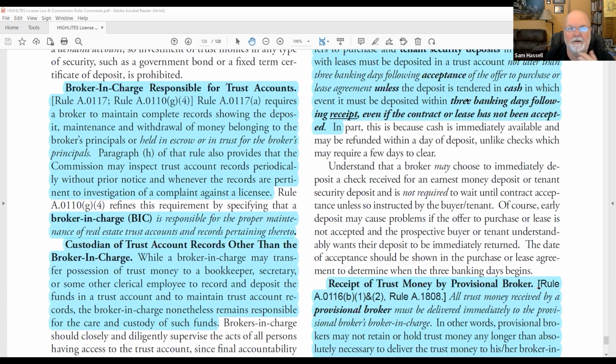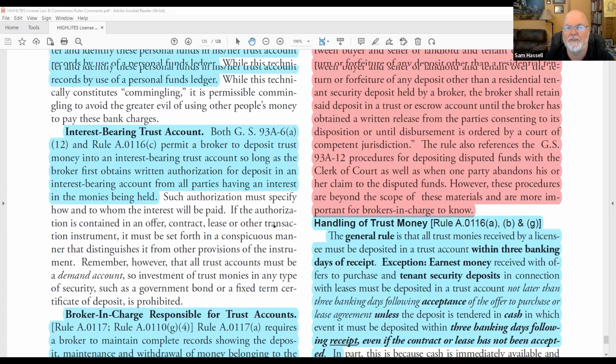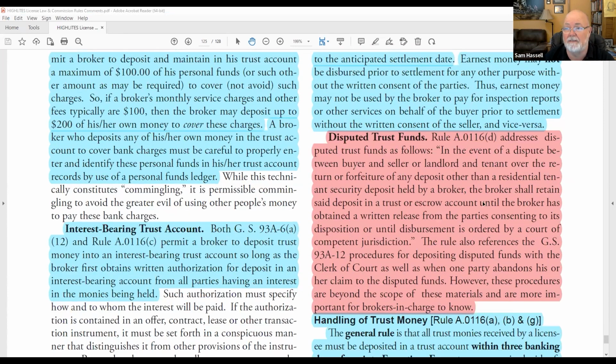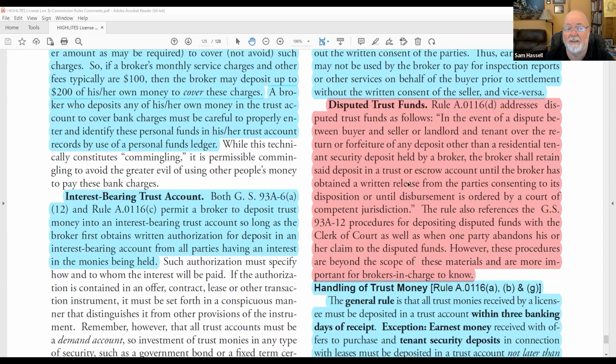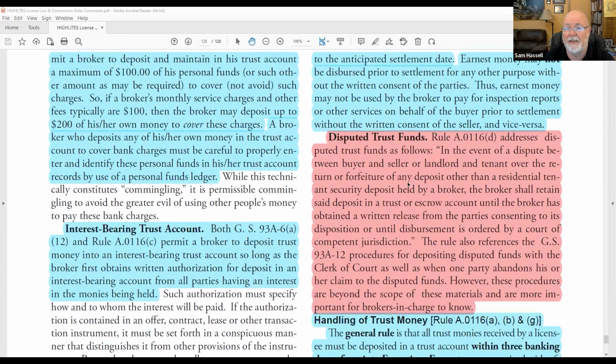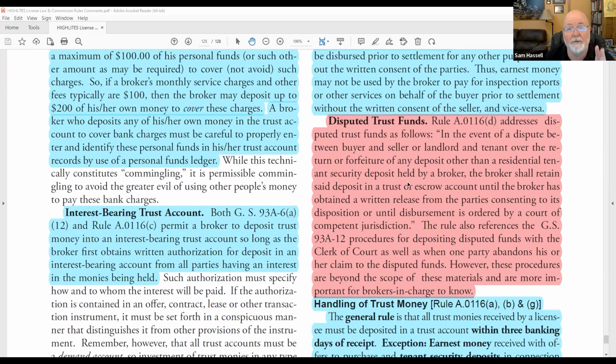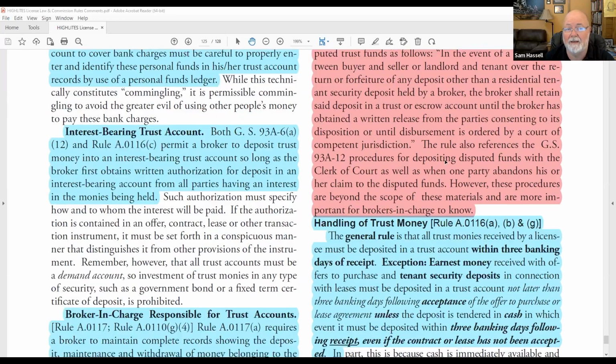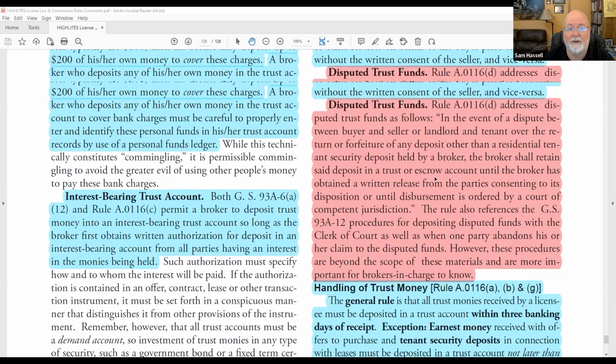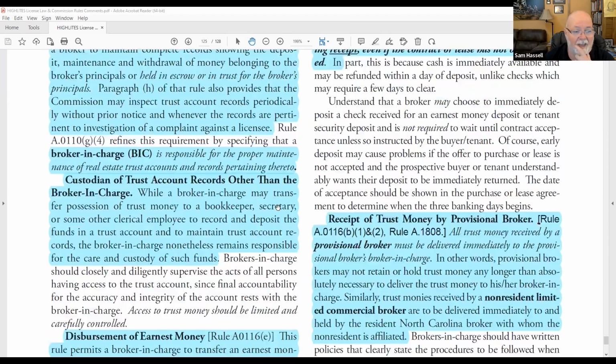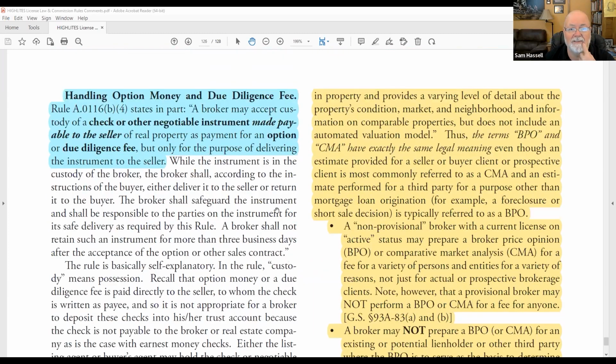I put different broker in charge stuff in one color. If you see anything in this that's in dead red, like this, make sure that you know what's in there. There's a couple of sections that are big red, like disputed trust funds. There's a couple others in there. That's all important because it's all going to be testable, but something of that nature, you want to make sure that we understand it. We'll cover that, but we want to make sure that we understand it.